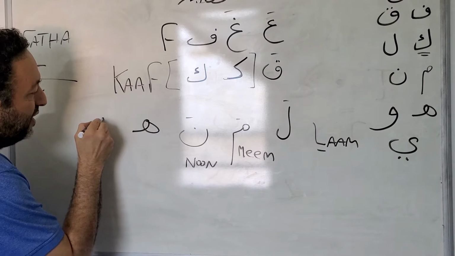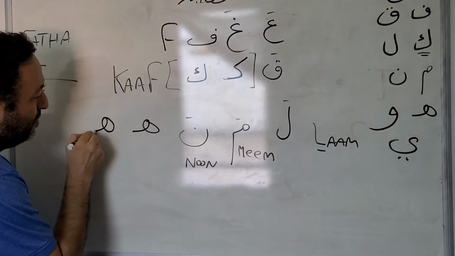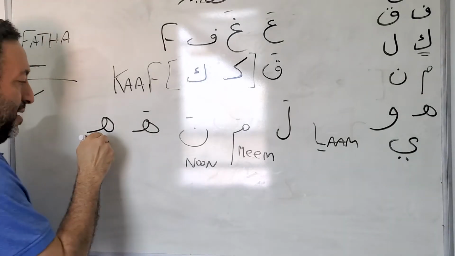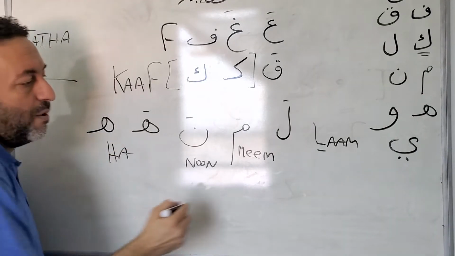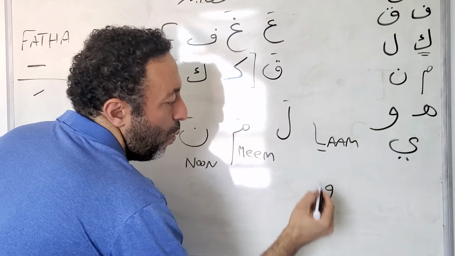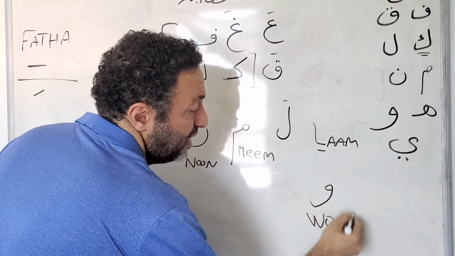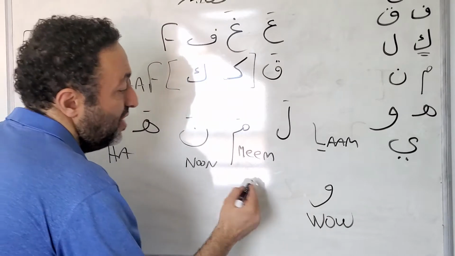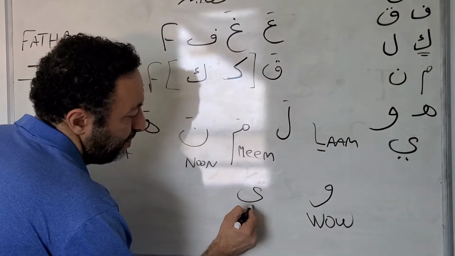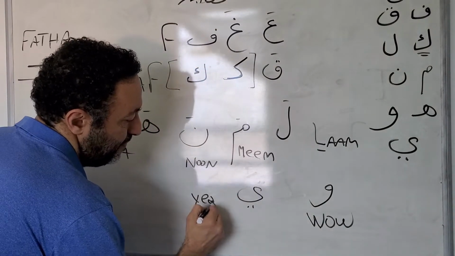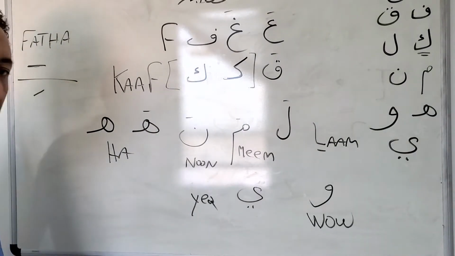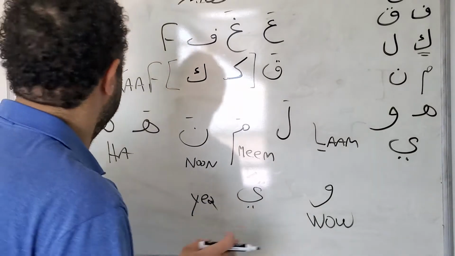We write it like this. We start like this. We make a circle, and then we go back. So, here, ha. Then we have wow. It's like wow in English. And then we have the last letter, which is yeah. It's like yeah in English. Hopefully it's clear. Now the letters are supposed to be clear.